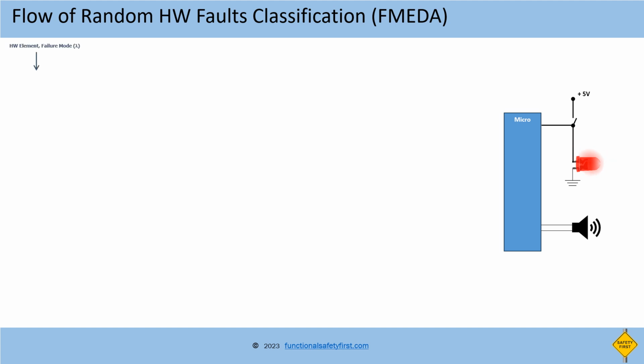Each hardware element and its failure modes will be considered for the FMEDA analysis. First question: is the hardware element and its failure mode safety related? In our example, we saw three elements: transistor, LED, and buzzer. Now we are going to ask this question on these three elements. Is it safety related?